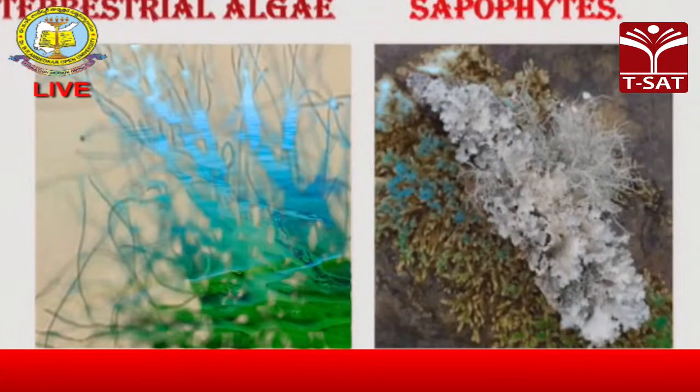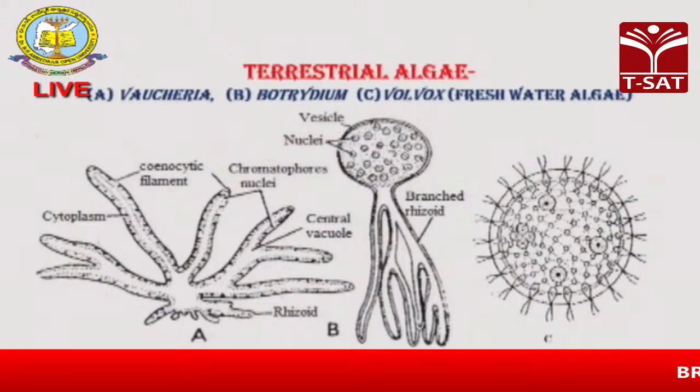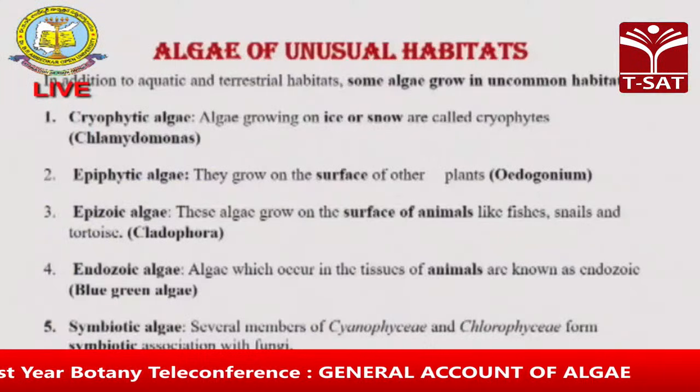Some of the terrestrial algal organisms grow on other dead and decaying organisms, so they are saprophytes. Then there are the algae of unusual habitats.